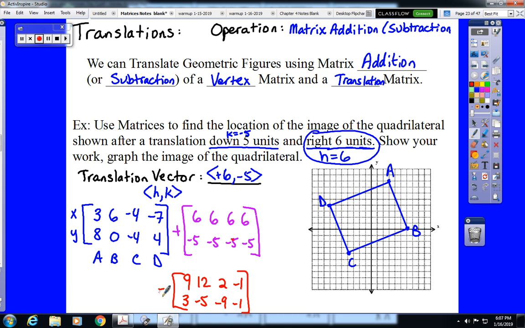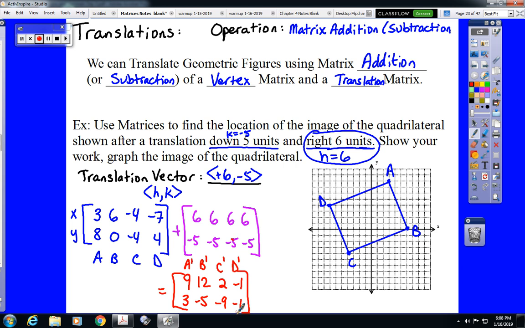This solution matrix is the location of our image. It is a vertex matrix for our image. The image of A is at 9, 3. The image of B is at 12, negative 5. The image of C is 12, negative 9. And the image of D is at negative 1, negative 1.